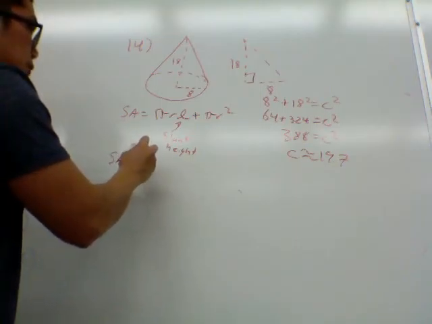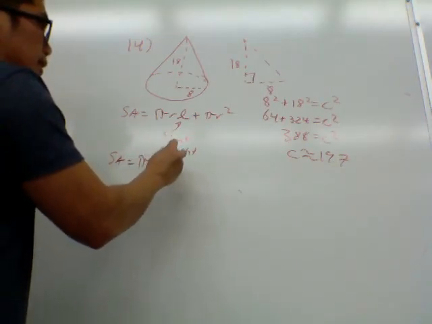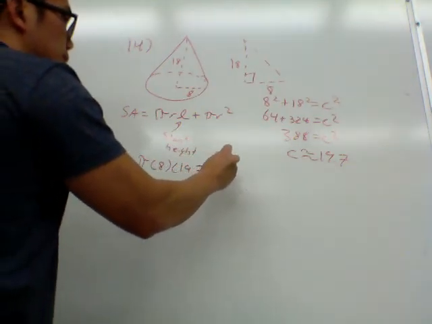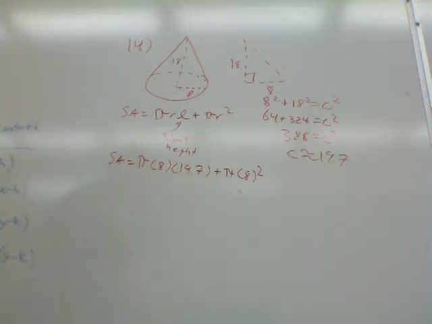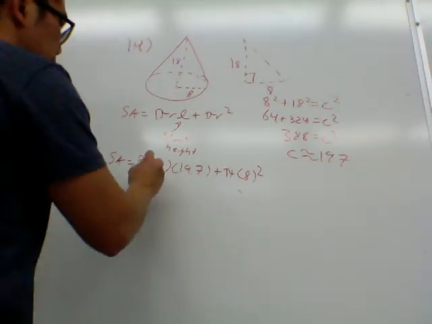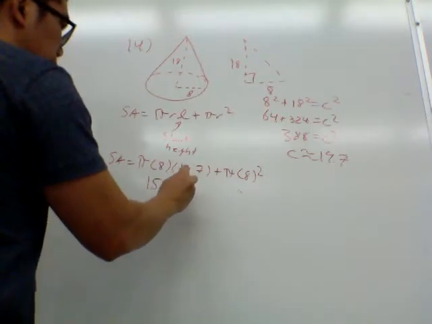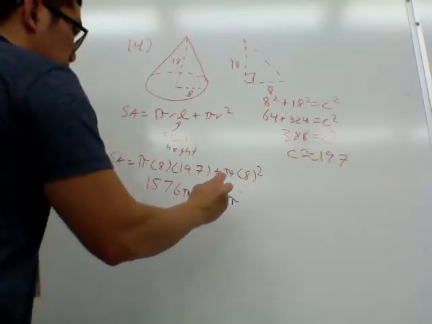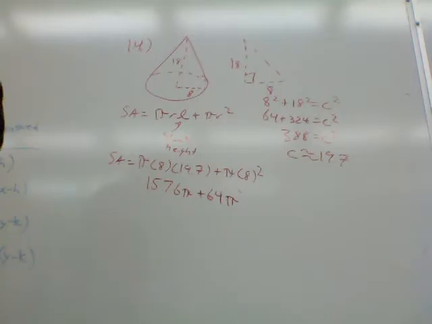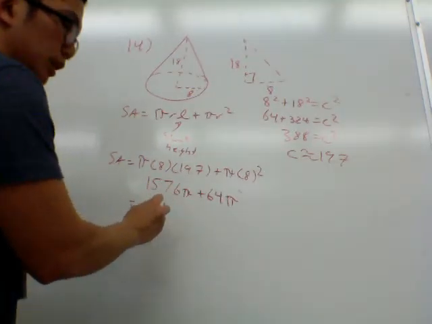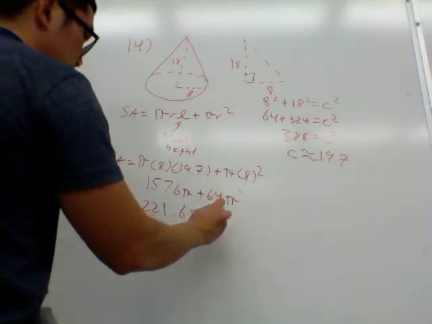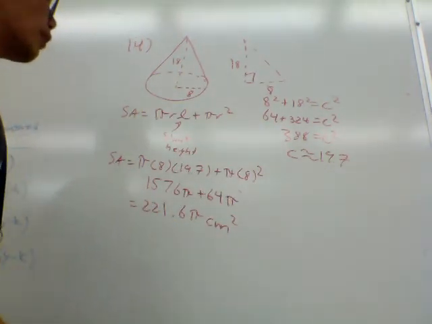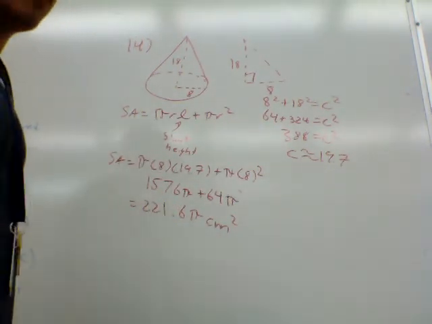The surface area is equal to pi, the radius is 8, my slant height is 19.7, plus pi 8 squared. So this gives me 157.6 pi plus 64 pi, and then I add those together, and that gives me 221.6 pi centimeters squared.